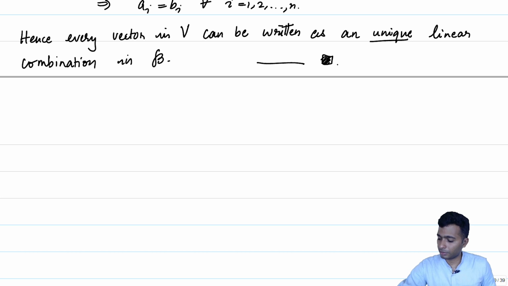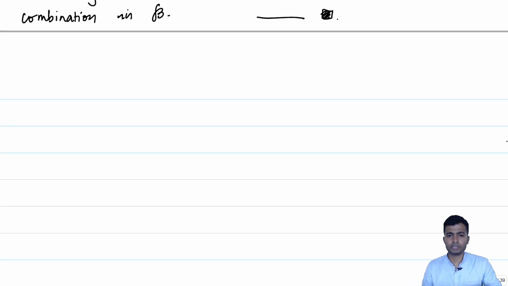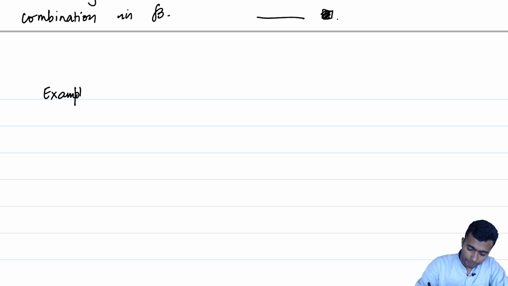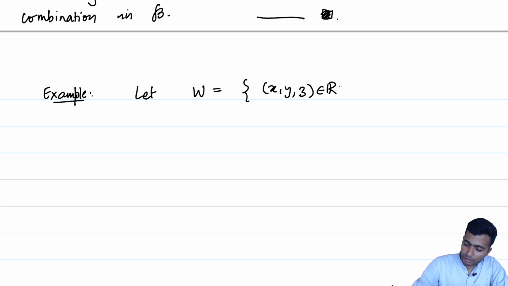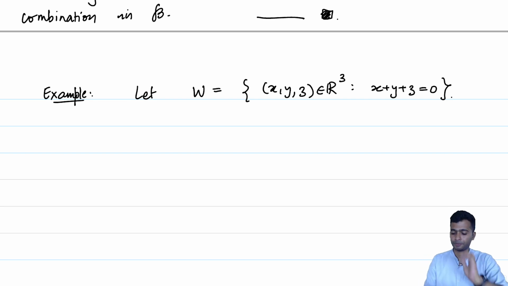Okay, so we have seen a couple of examples. Let us now look at more examples. Let us look at a more complicated example. So, consider the example of a subspace we were considering when we introduced vector subspaces, namely let W be the set of all x, y, z in R3 such that x plus y plus z is equal to 0. Okay, so let us try to get hold of a basis for this subspace W.